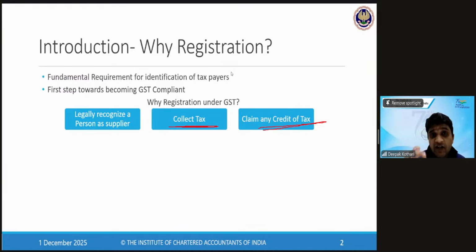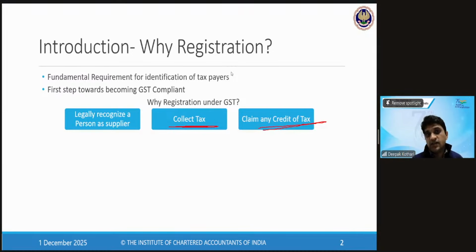But to claim the credit, you have to be registered. If you say, okay, I don't have sales, I will not take registration, you will lose out all the credit. You have to take the registration and then incur all these expenses. Then you can claim the credit. If you're not registered, crores of rupees will get wasted. You will not be able to claim the credit.